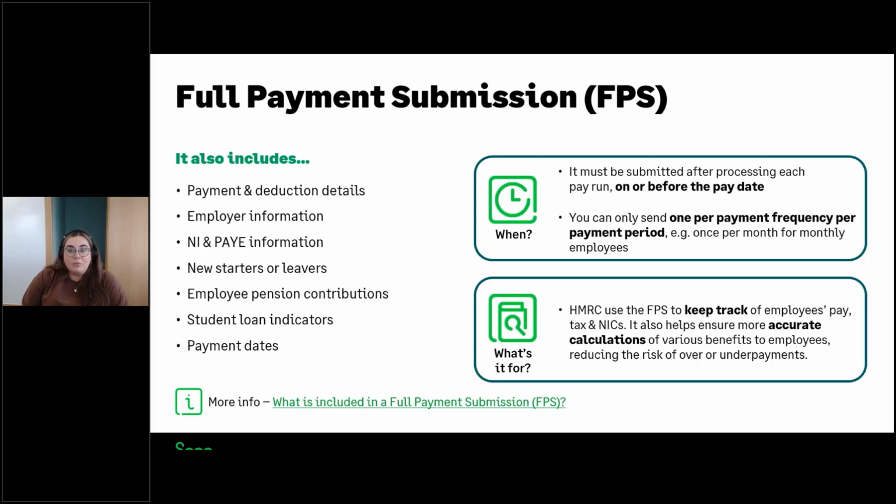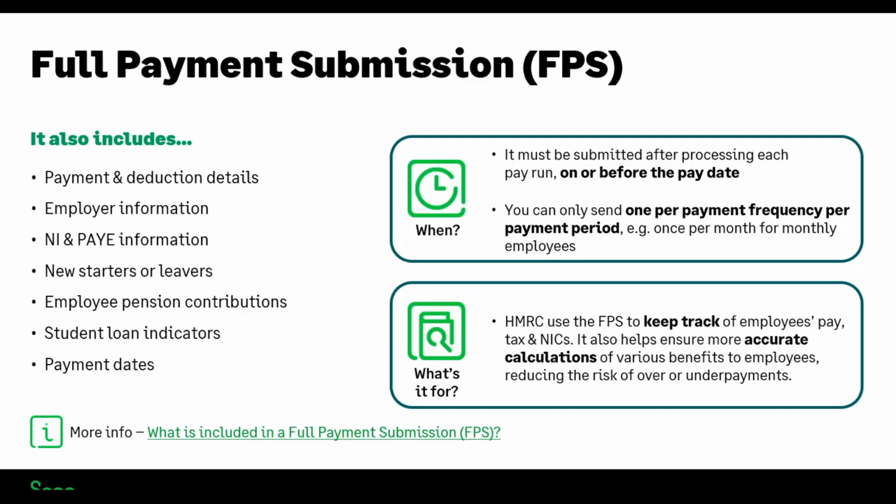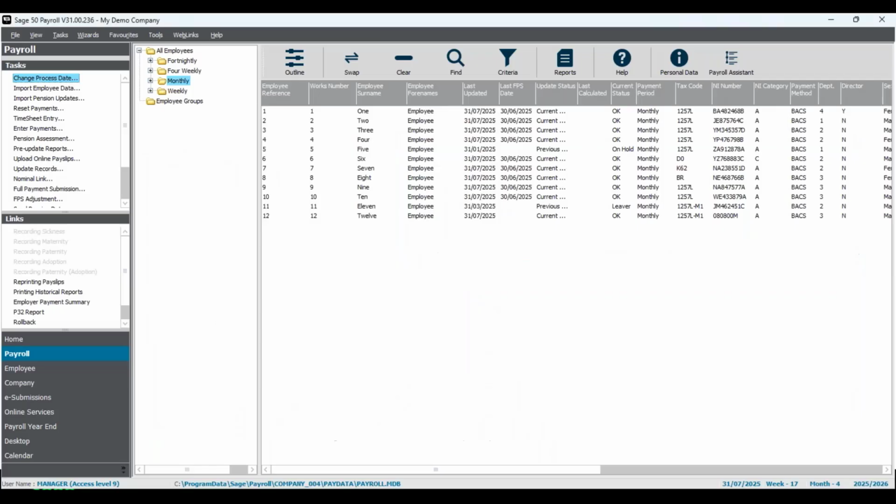But now that we know a bit more about that, I do want to just take a look at how to submit this FPS from Payroll. So I'll turn my camera off and we'll dive into the programme. And as you can see by the dates here, I have actually already processed and updated my employees for July. So the last updated date there is 31st of July.